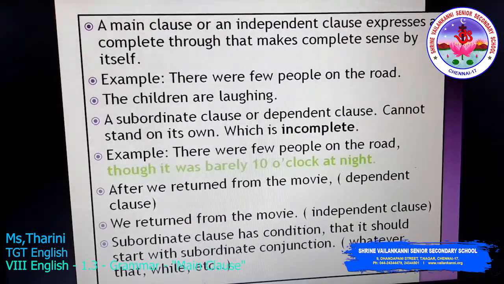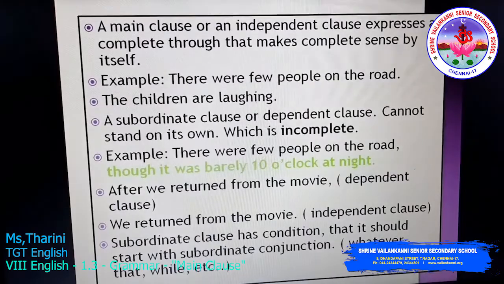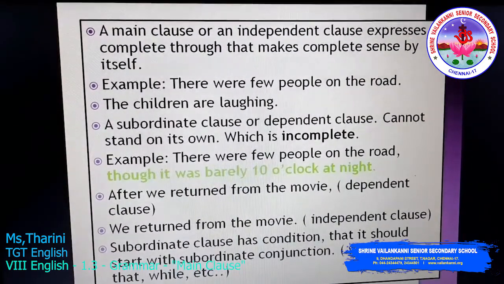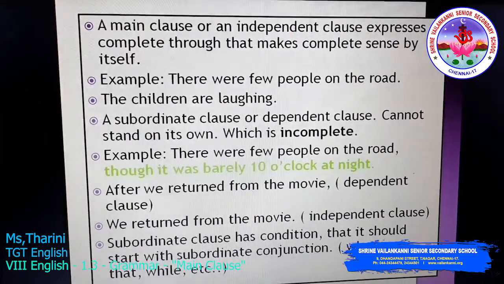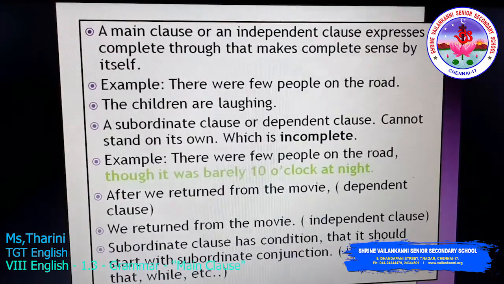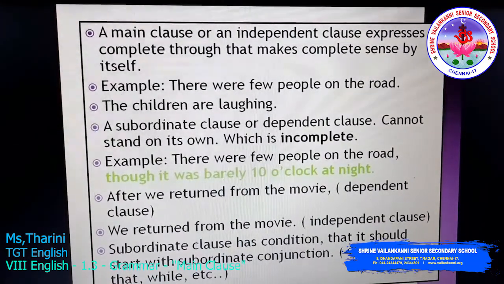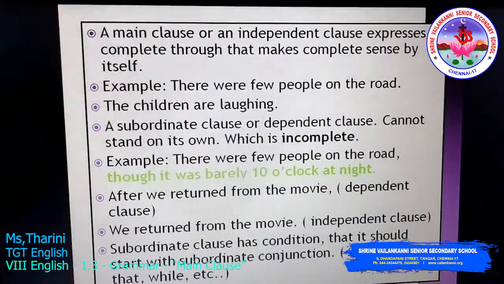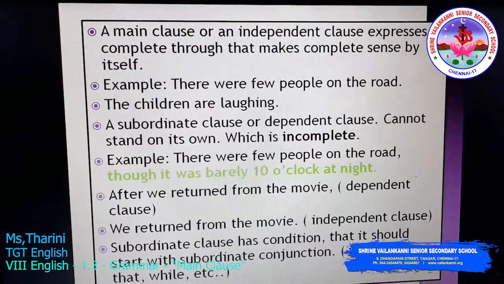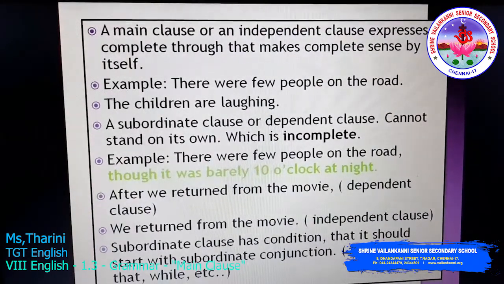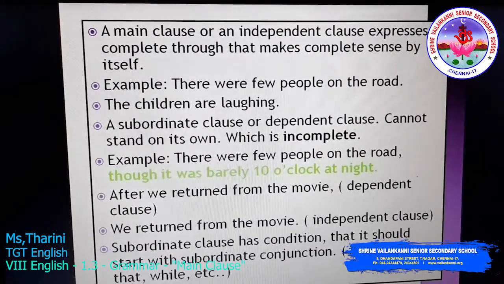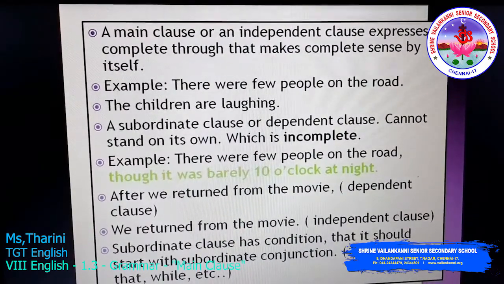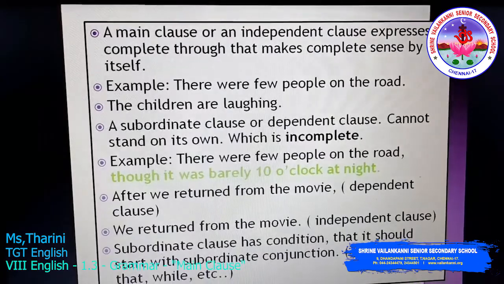Yes, first sentence is the main clause. There were few people on the road. If you keep a full stop there, it is a full sentence, a complete sentence, which is independent clause. But if you add comma and write this, though it was barely 10 o'clock at night. So, though it was barely 10 o'clock at night is an incomplete sentence which is dependent on the first one.